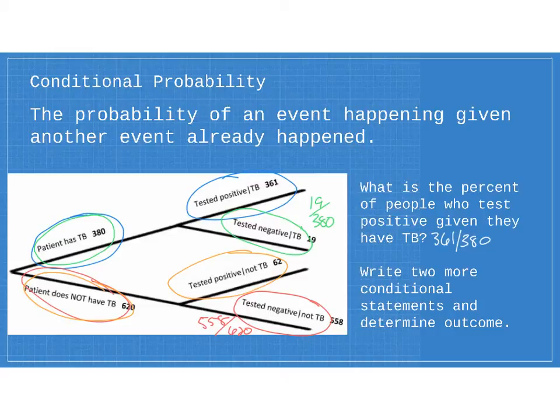558 of them tested correctly that they don't have TB. So I go in, I get tested. I don't have TB, I get tested. The test tells me I don't have TB, I'm good. The other case, I go in, I get tested. I don't have TB, but the test says I do have TB. Now I have to worry, do I actually have TB?